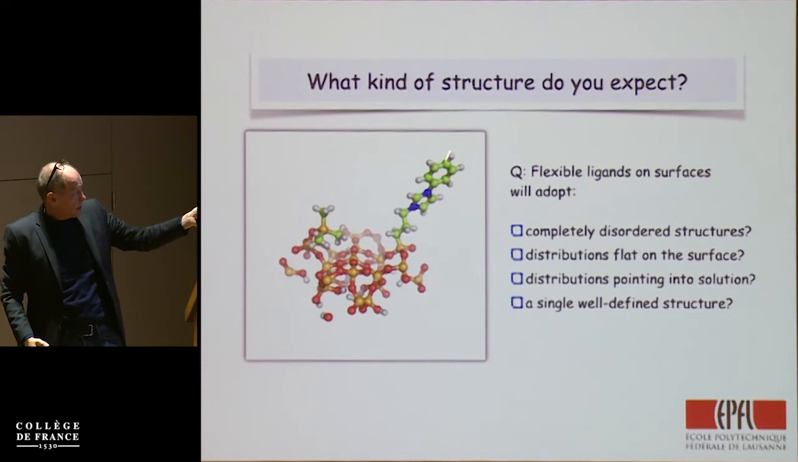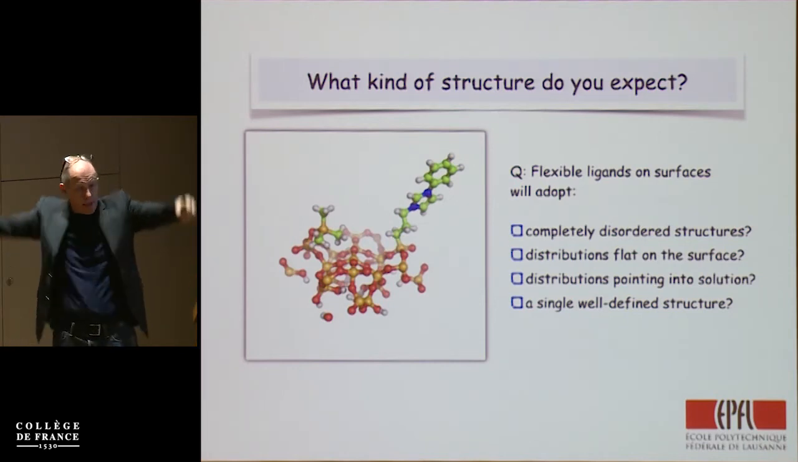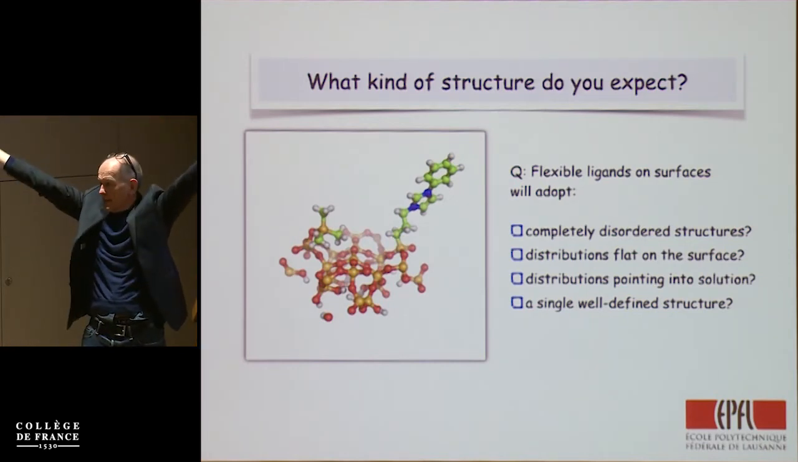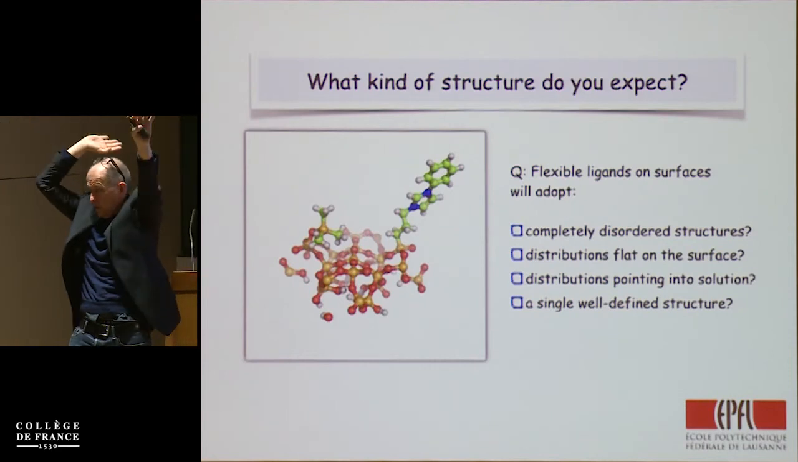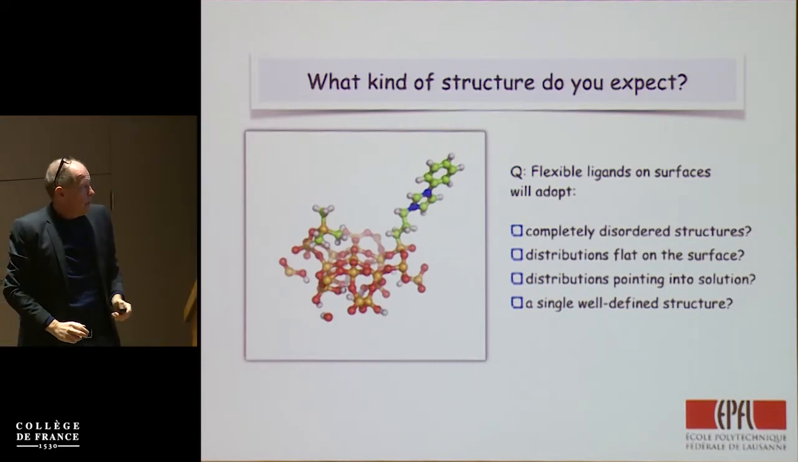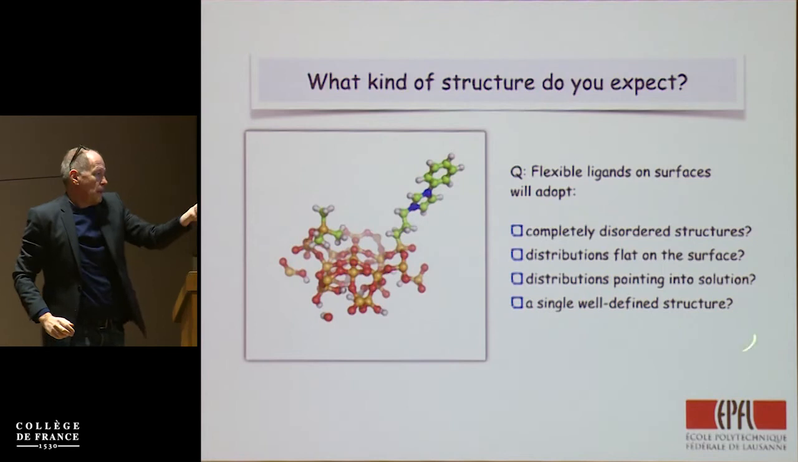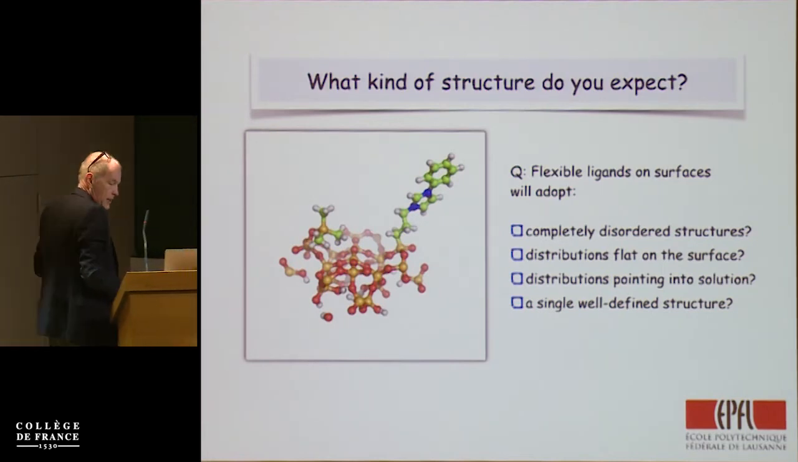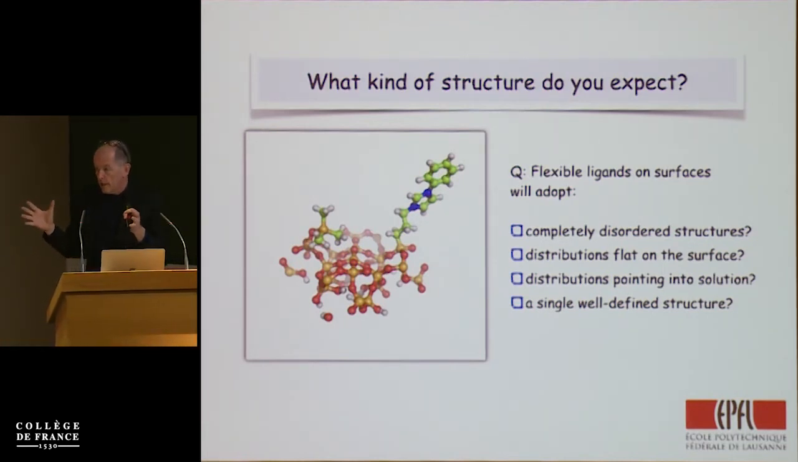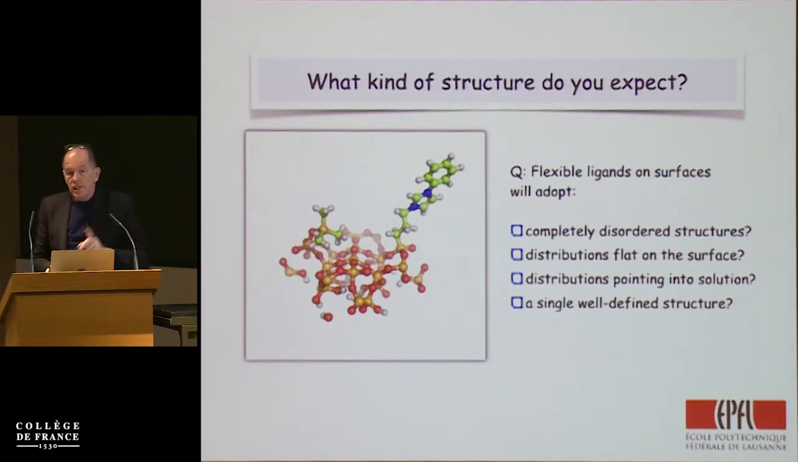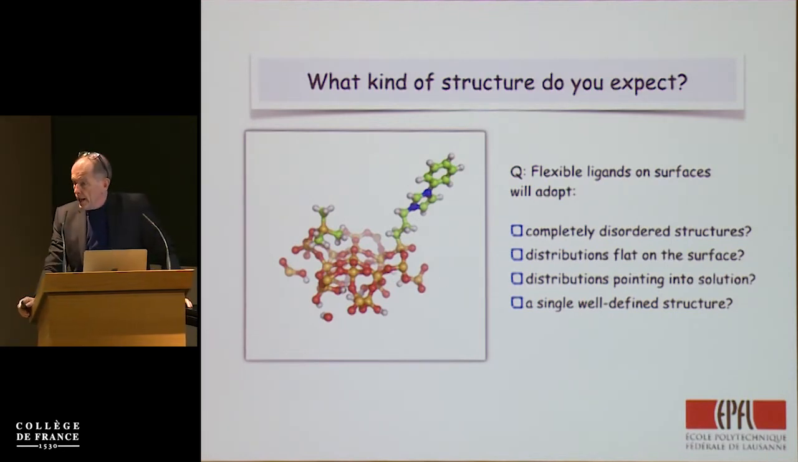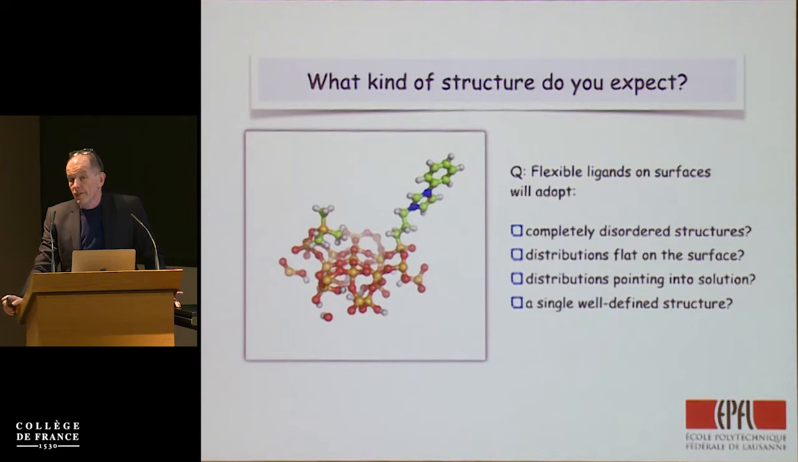Or alternatively, there may be repulsion, and so there may be a distribution of structures which are kind of pointing into solution, this kind of thing, right? And maybe it's a single well-defined structure. So think about what it might be. And now, the interesting thing is, you're thinking of this right now, and there's a distribution of answers in the room. And why is that? Well, if you think about it, it's because you don't know what the structure is.